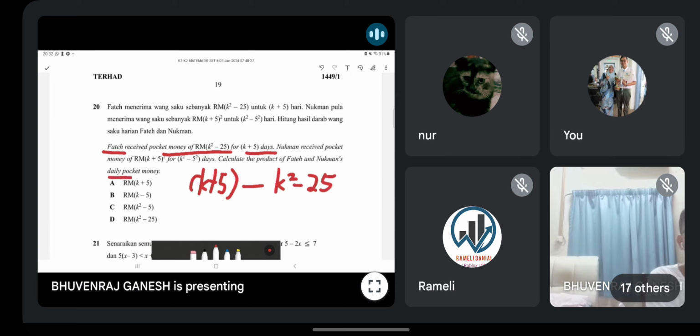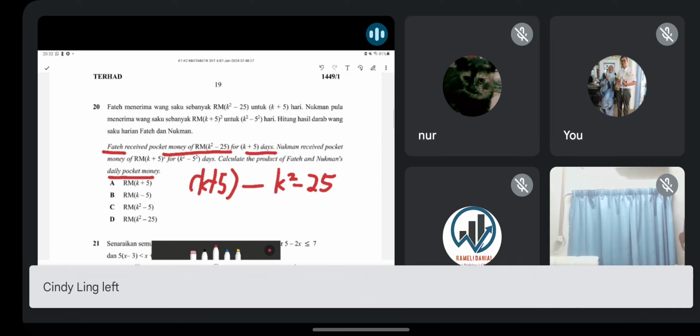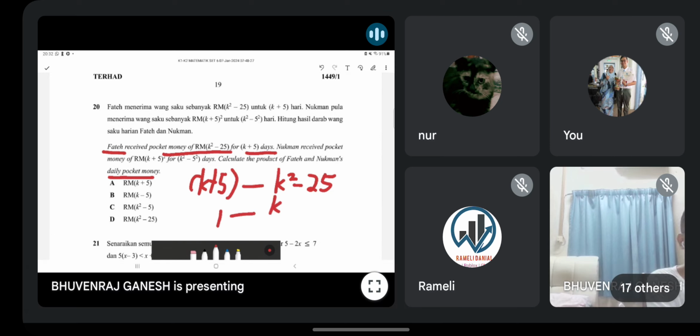So they ask daily. Daily maksudnya apa, guys? What is the meaning of daily? One day. So you must do the ratio. Kamu kena buat nisbah. So how to count one day? K squared minus 25 divide K plus 5. Am I right? So guys, macam mana saya boleh tukar yang ni? How can I change this? What can I factorize? Macam mana saya boleh faktorkan dia? Can anyone type the answer?